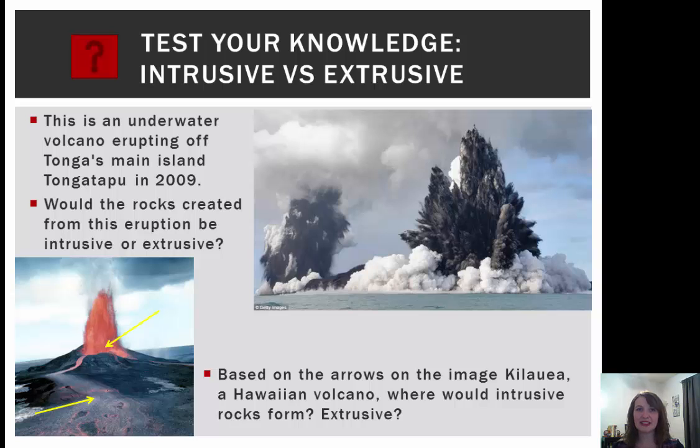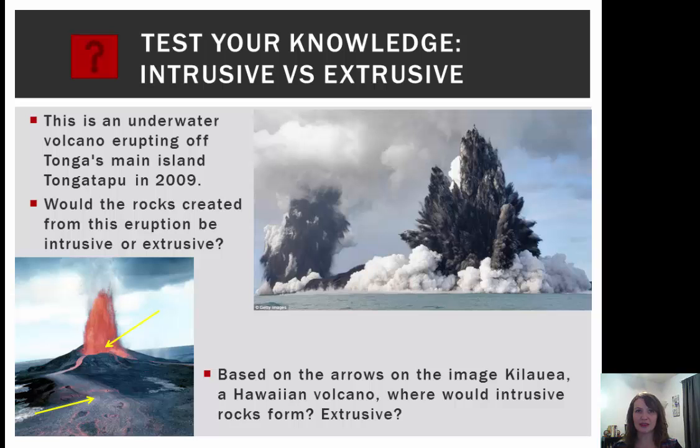Alright, so we're going to do just a little bit of testing our knowledge already. We're going to decide whether they are intrusive or extrusive rocks. So in the upper right hand image, we see an underwater volcano erupting off of Tonga's main island. That was back in 2009. So would the rocks that are created from this sort of eruption be intrusive or extrusive? They're going to be extrusive rocks, right? Even though it's underwater, it's still at the surface of the earth. So it's going to be producing those extrusive rocks.